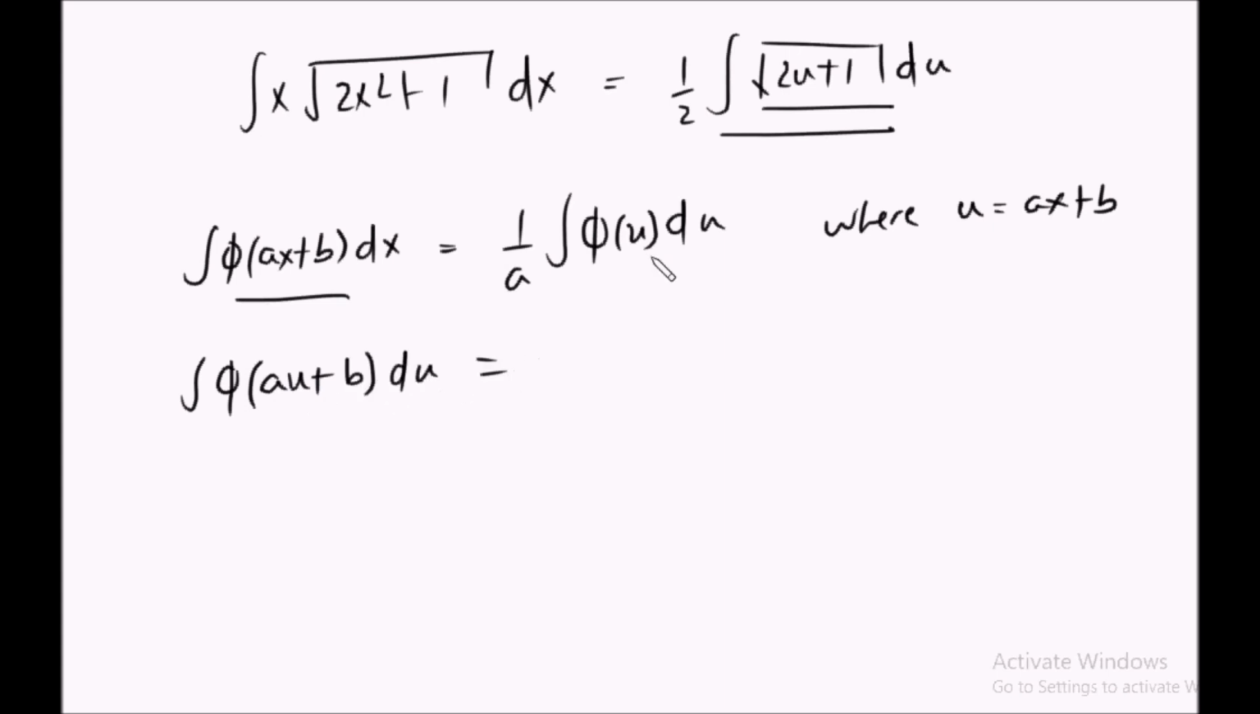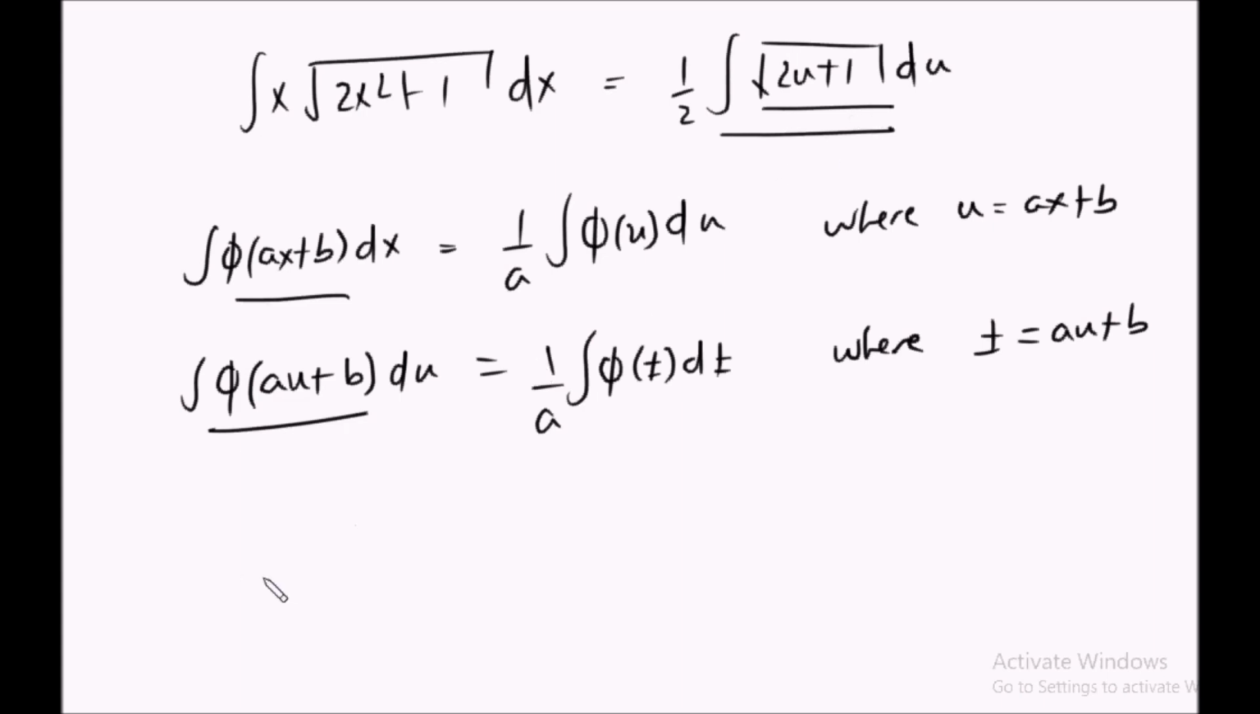Now, you can use the substitution method, and you don't have to use u. You can use any letter, so now let's use t. So ψ(t) dt, where t is equal to au plus b. So this ψ(au plus b) is this one here, and that is 2u plus 1.